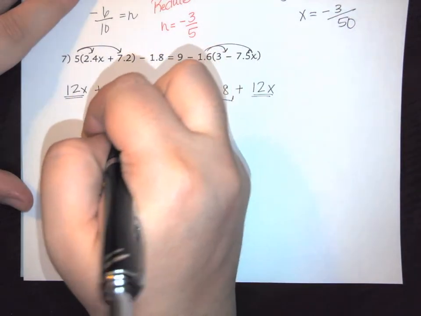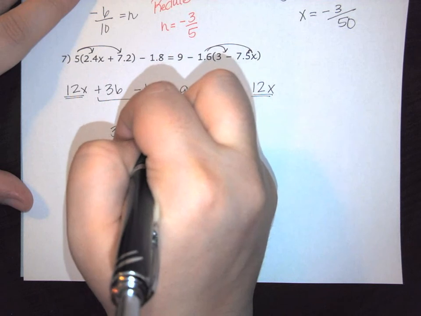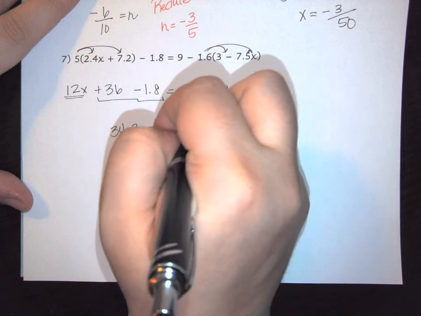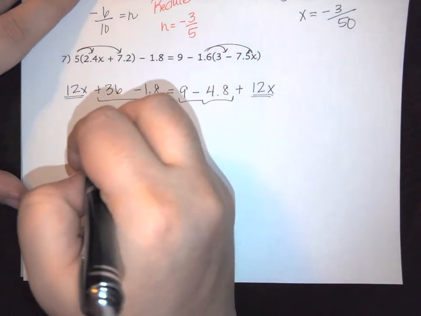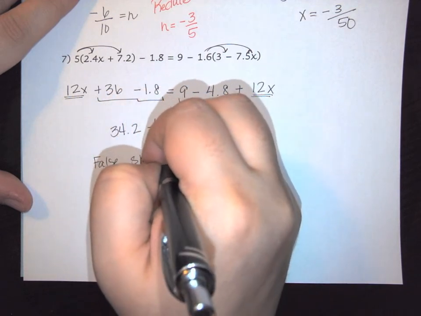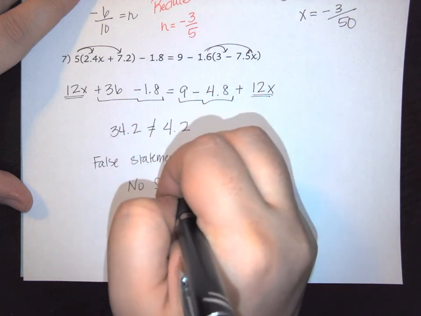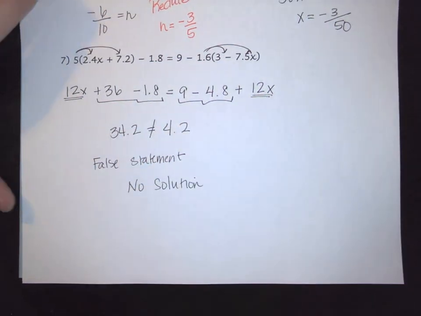So here I'm going to end up with 34.2 is not equal to 4.2. Therefore, this is called a false statement, which means no solution.